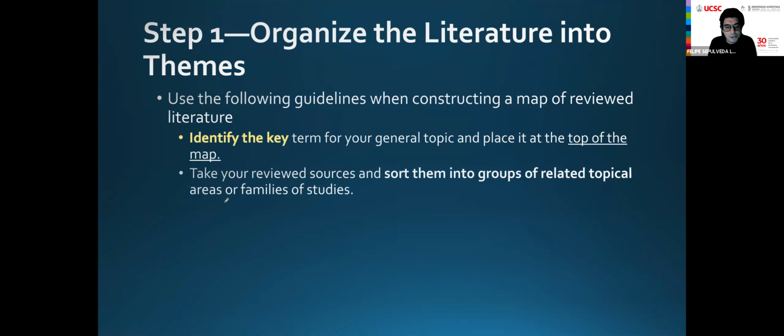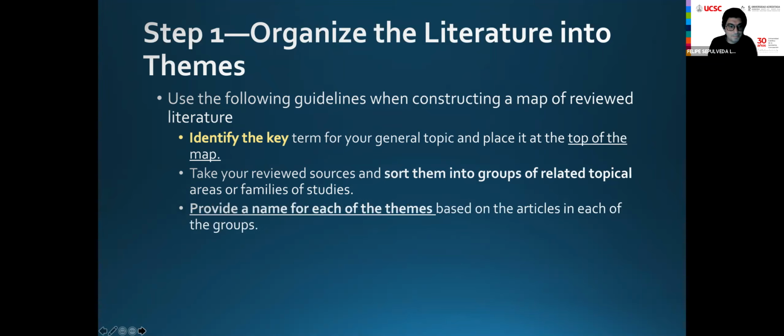Second, take your review sources and sort them in groups of related topical areas. So they identify the key authors that they're going to use to support that topic. Provide a name for each of the themes. Okay, so just one word, hopefully, or it could be a short phrase that represents what exactly you're going to be developing in each one of the things that you identify as important.